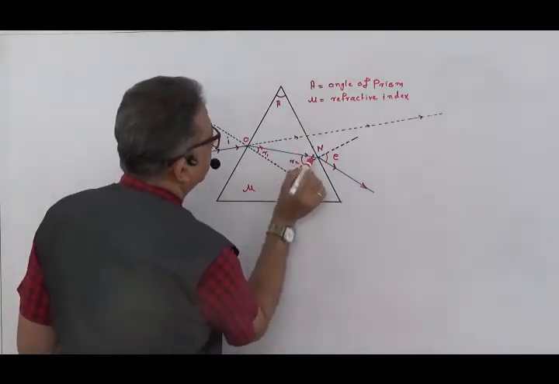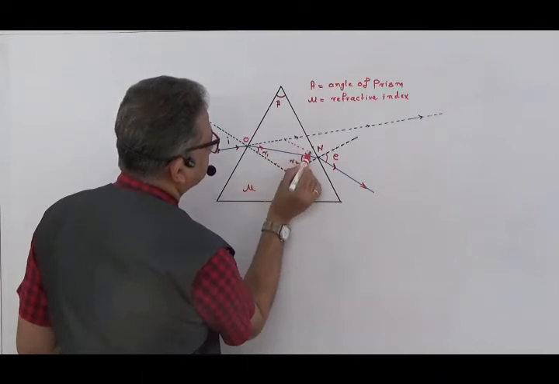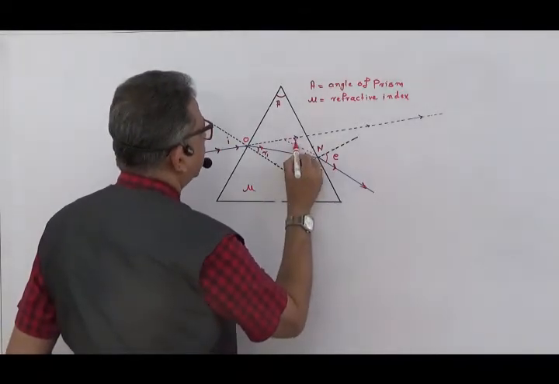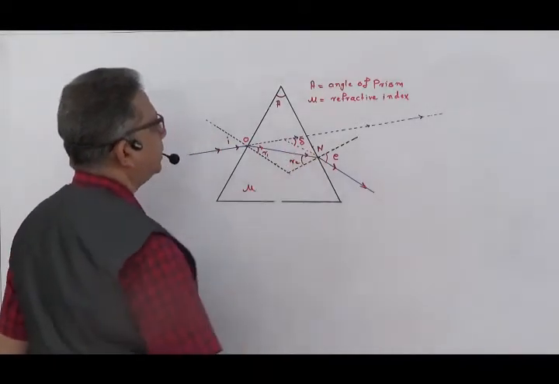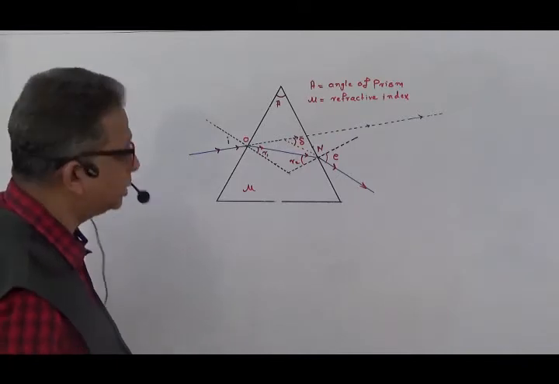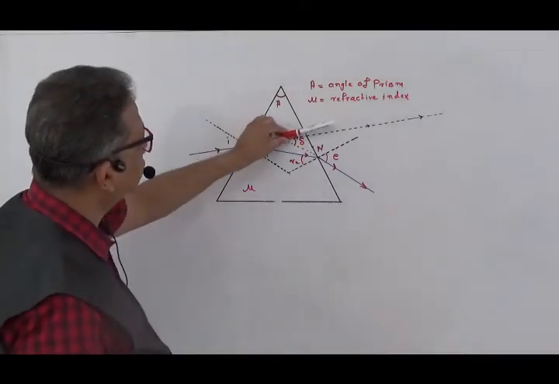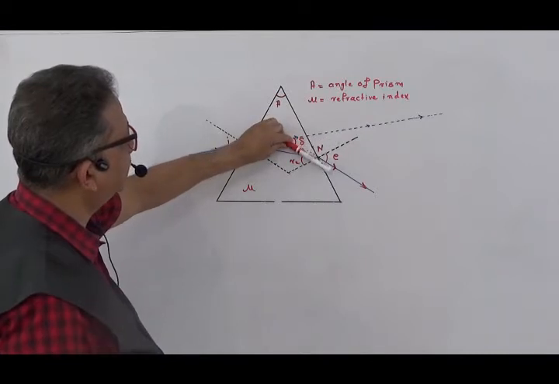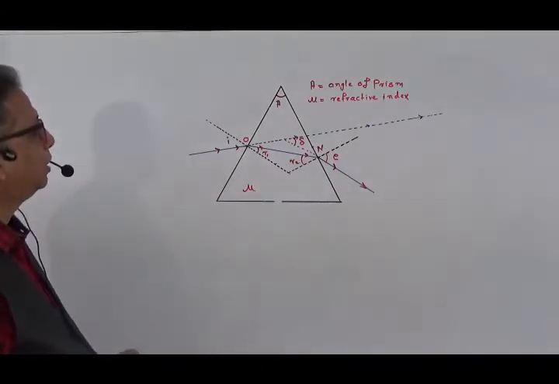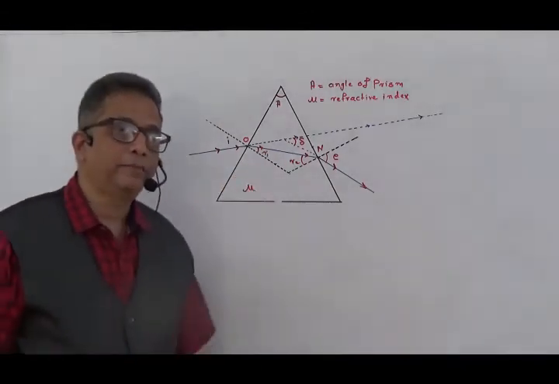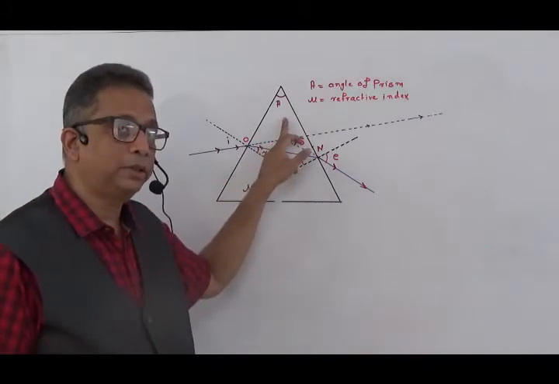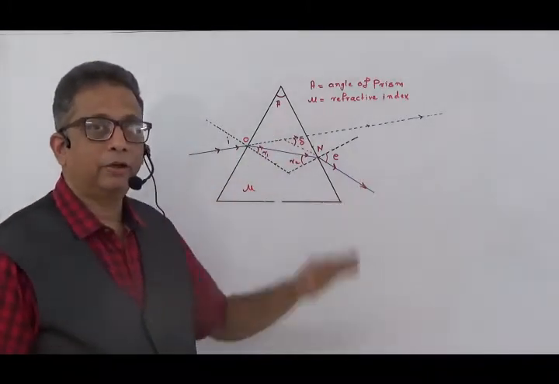So if I extend it backwards, this angle can be described as the angle of deviation. What does this mean? Angle of deviation means this particular ray, which would have gone straight, because of the prism got deviated by this angle. Is this clear? So this angle is called the angle of deviation. Now how much a ray is going to deviate? It depends upon these three variables, that is the angle of prism, angle of incidence, and angle of emergence.